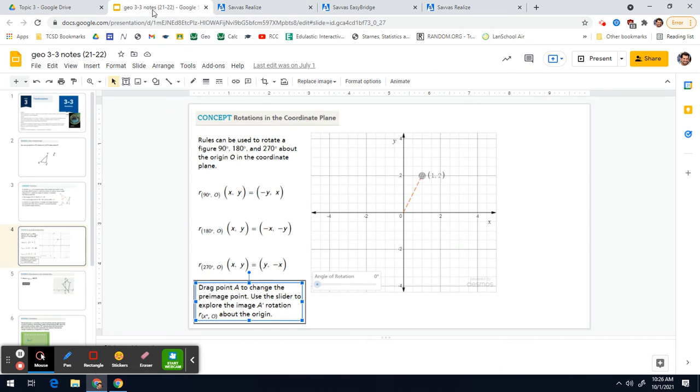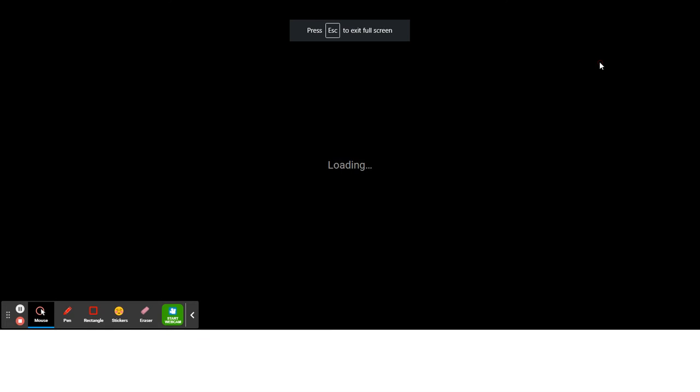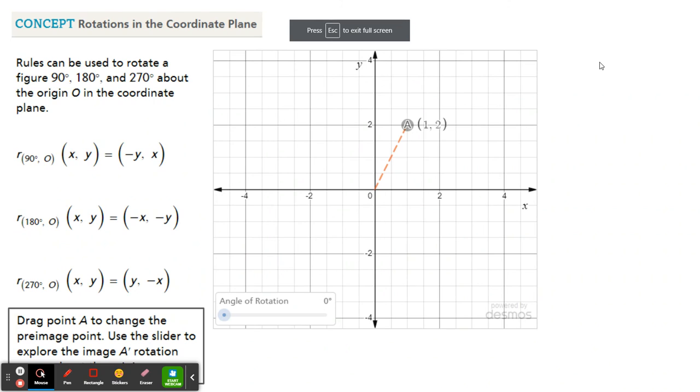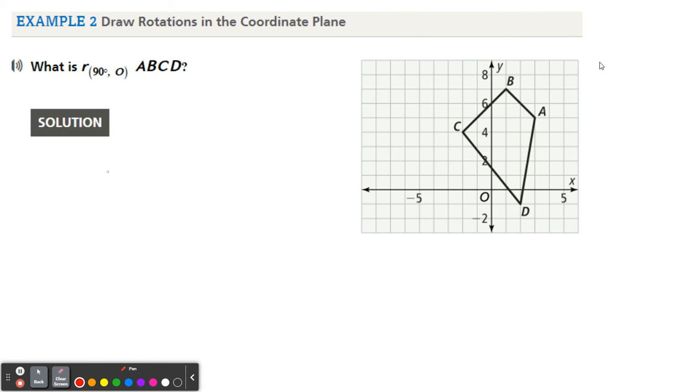Let's take a look at our next problem. We have ABCD, which looks like a kite. It's not a kite, but looks kind of like a kite. We want to rotate this 90 degrees about the origin. There's a couple things you could do. You could try to figure it out on the coordinate plane, or you can use the rule. Remember, we're going 90 degrees counterclockwise. The rule is that any point (x, y) becomes: your y comes first and becomes opposite, and your x goes second and stays the same.